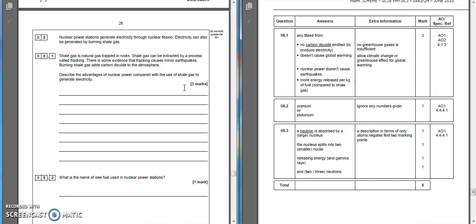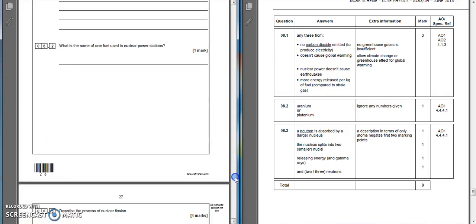For 8.2, the fuel that's used in nuclear power stations, I'm expecting you to say uranium because that's what I'll have taught you in the lessons, but you can also mention plutonium. 50 points if you said it's uranium-235 instead of uranium-238.